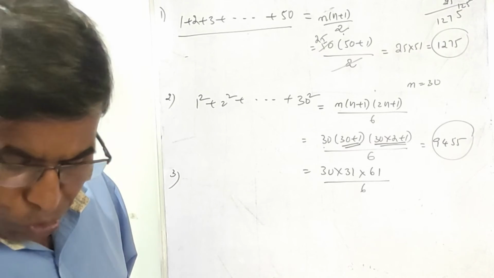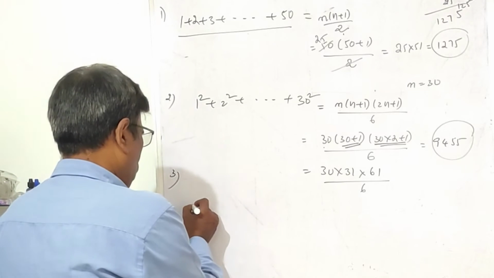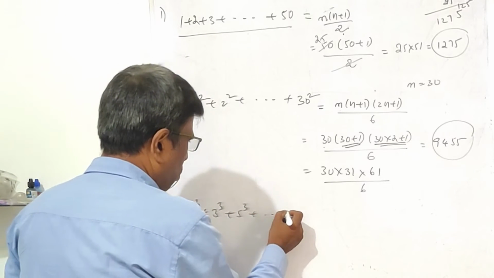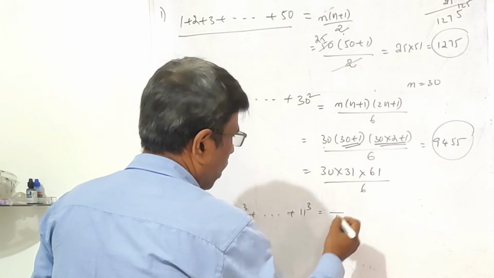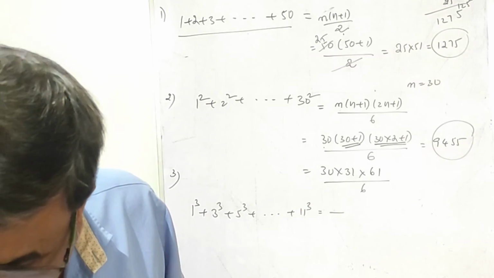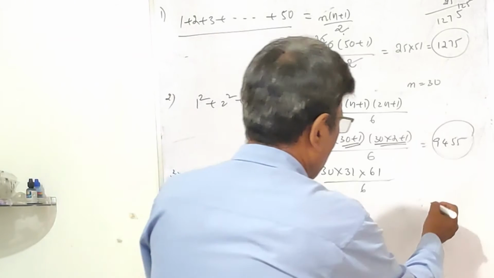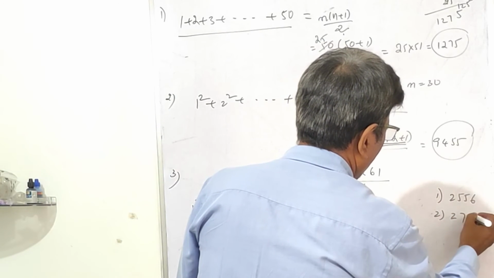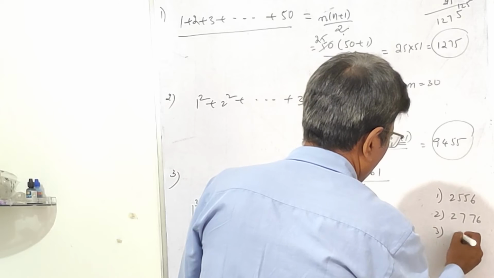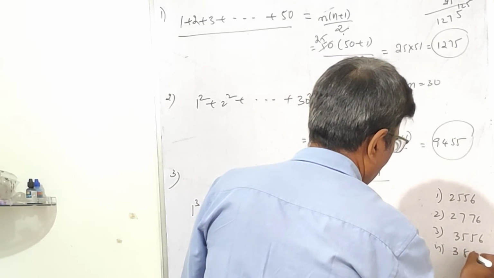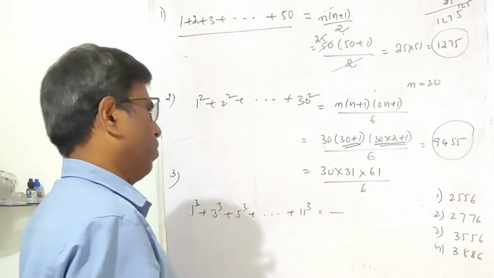Generally, sometimes the question is asked like this: 1 cube plus 3 cube plus 5 cube and so on up to 11 cube. This question was asked in a previous JEE Mains paper. The options are 2556, 2776, 3556 and 3886. This is the question given.